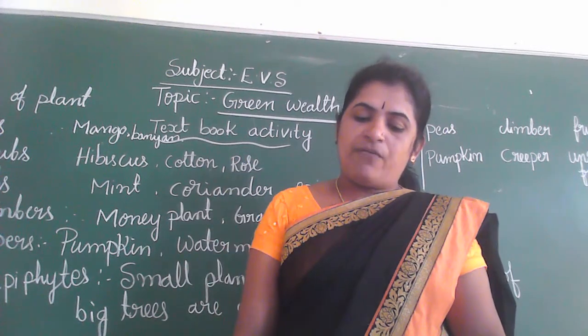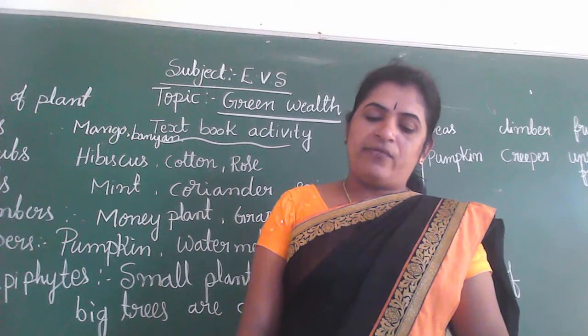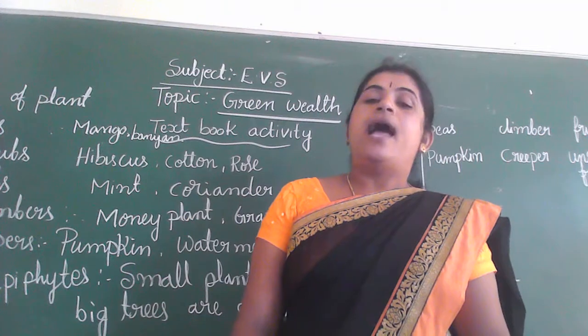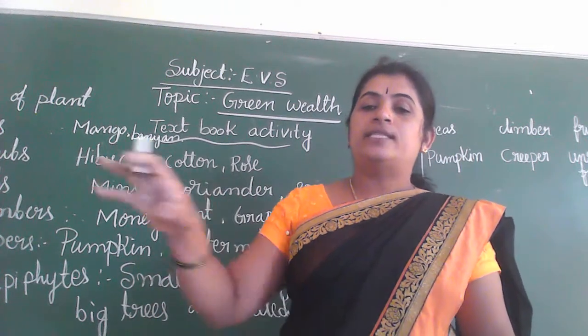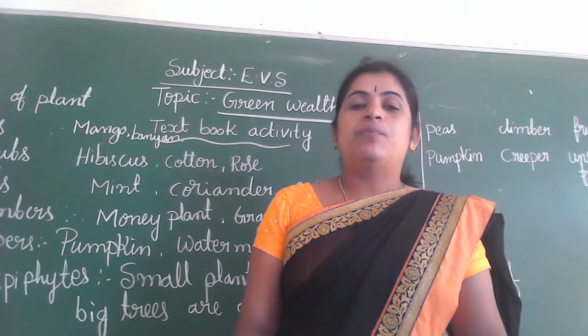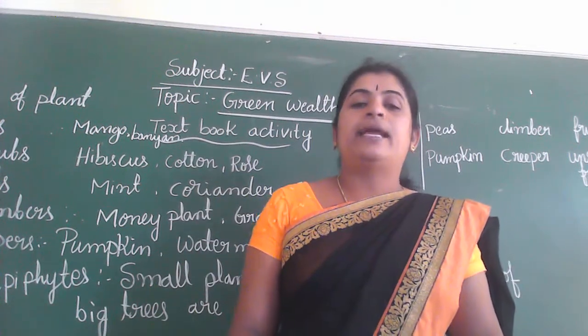And with the help of your friends, count the number of different types of plants that grow around your houses and school. You have to collect. You can see them in your locality. Some plants you have to collect and write, children.